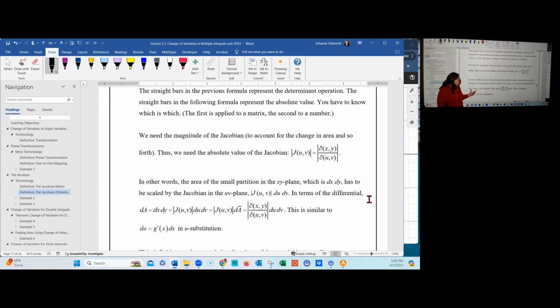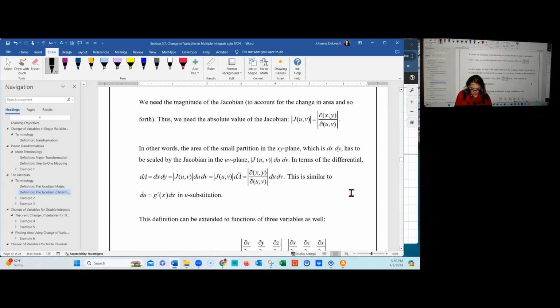So when we look at it, this Jacobian is what converts the area differential dA, which is dx dy, into a differential with du and dv. So it's the Jacobian's absolute value times du dv, which is equal to dA or dx dy. So this is similar to what we had in u substitution when we said du was g prime of x dx. Right? So we had this scaling factor, which let us convert, as we saw previously, with dx equal to 1/2 du. So the 1/2 was our scaling factor, our Jacobian.